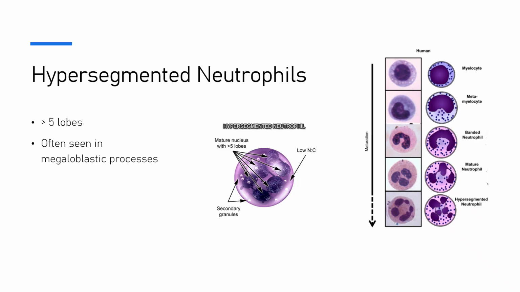So why does this happen? Vitamin B12 and folate are essential for DNA synthesis. When DNA production is impaired, nuclear maturation slows down while the cytoplasm continues developing normally. This leads to cells with abnormally mature or overly segmented nuclei. In hematology, hypersegmented neutrophils can actually be one of the earliest morphologic clues that a patient may have megaloblastic anemia. You may detect them on a peripheral smear before other laboratory findings become obvious.